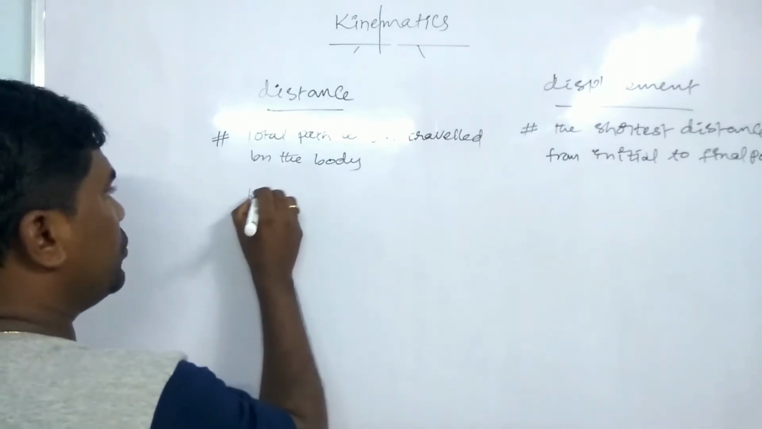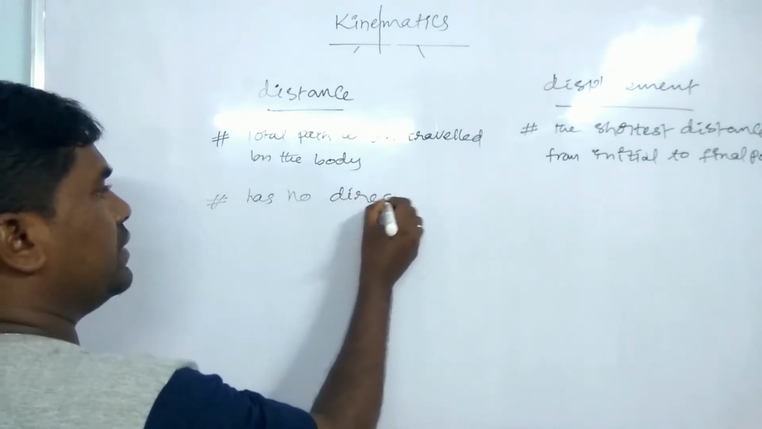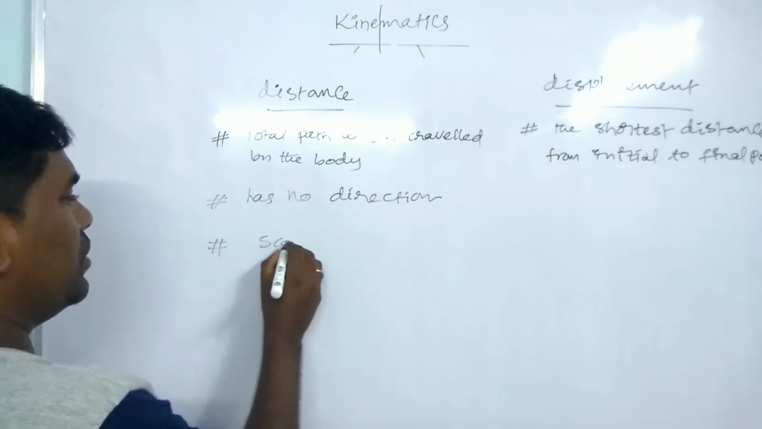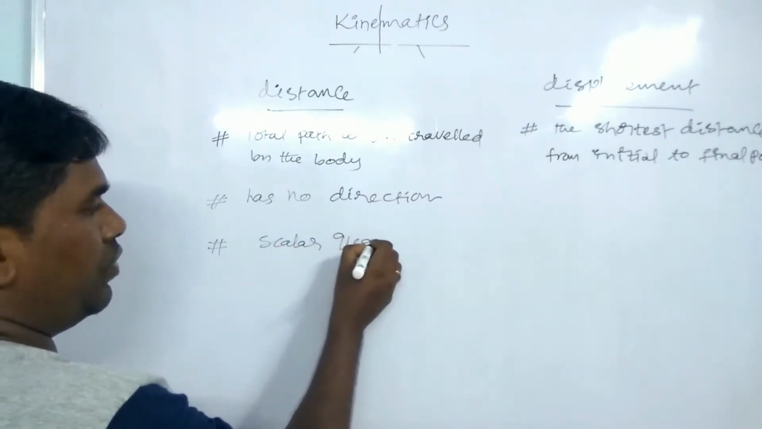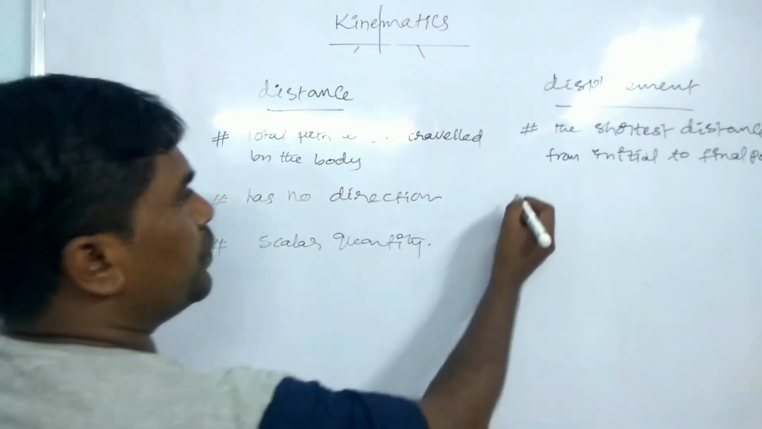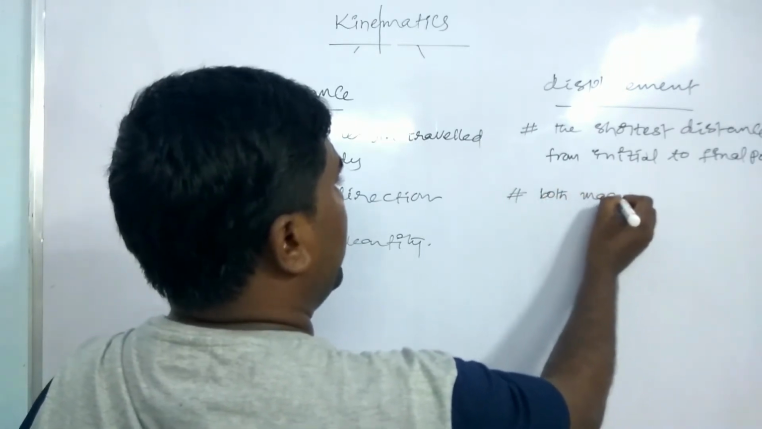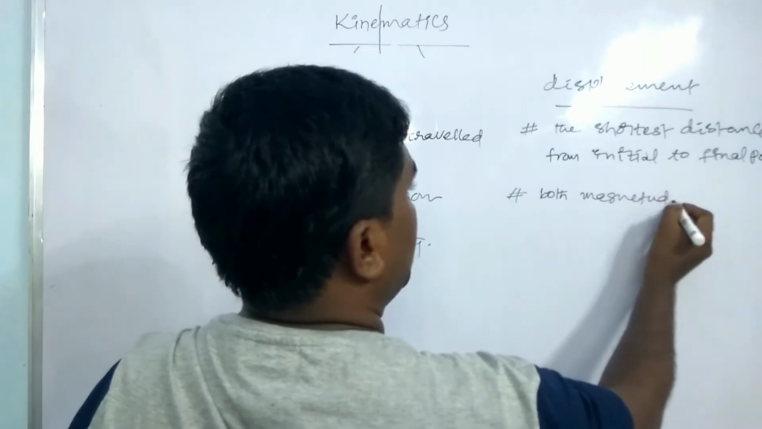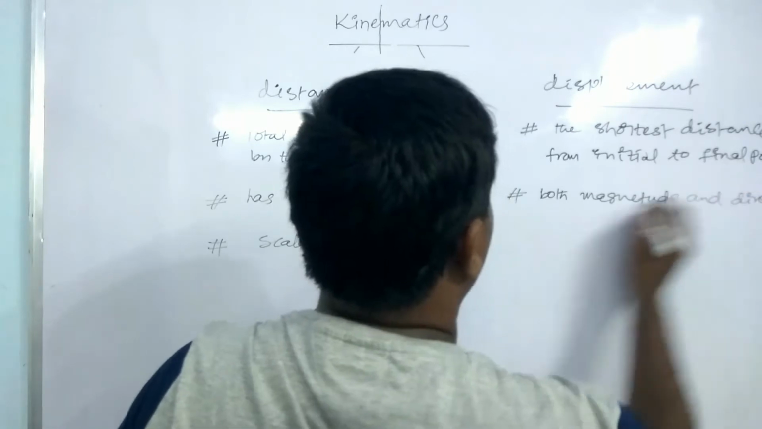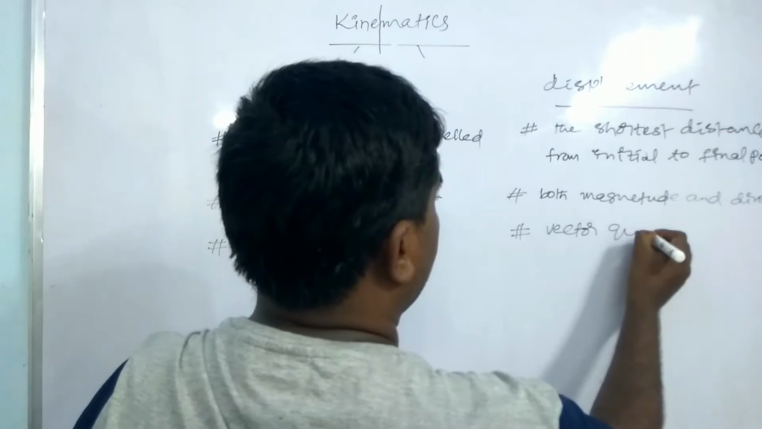Distance has no direction, hence it is said to be a scalar quantity. Very important. Distance is a scalar quantity. Displacement has both magnitude and direction, hence it is said to be a vector quantity. Very important.